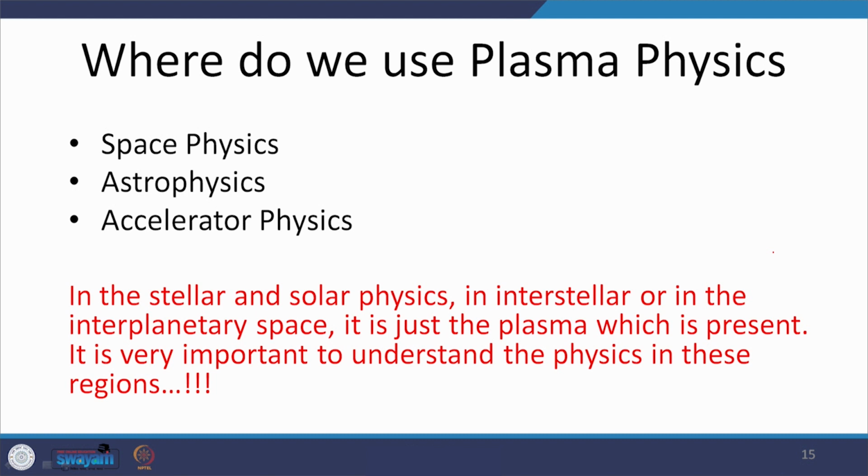So, where do we use plasma physics? We use plasma physics in space physics, in understanding processes in space, astrophysics, accelerator physics, etc. In stellar and solar physics, in the interstellar or interplanetary space, it is just plasma which is present. Thus, it is very important for us to understand this branch of physics to know what is happening in these places. So, what is being done already in plasma physics? I will present a couple of slides which will tell you what all happened in plasma physics.